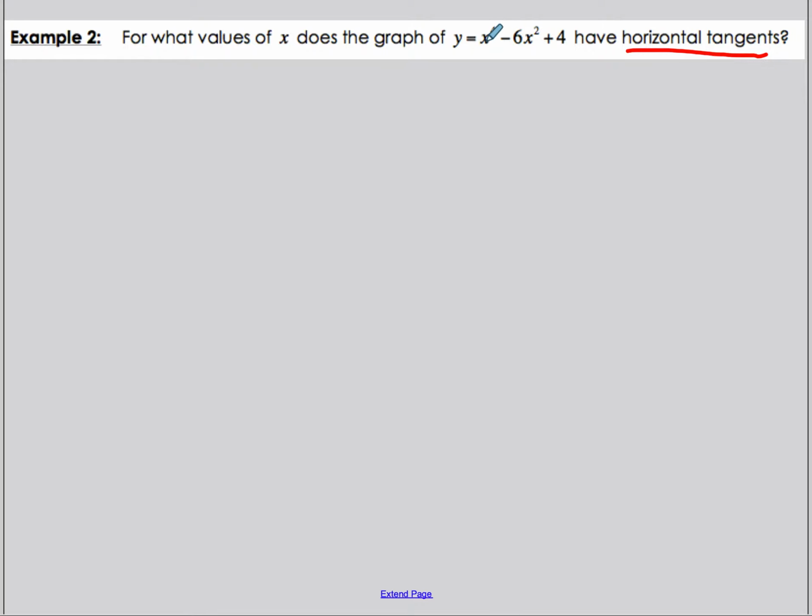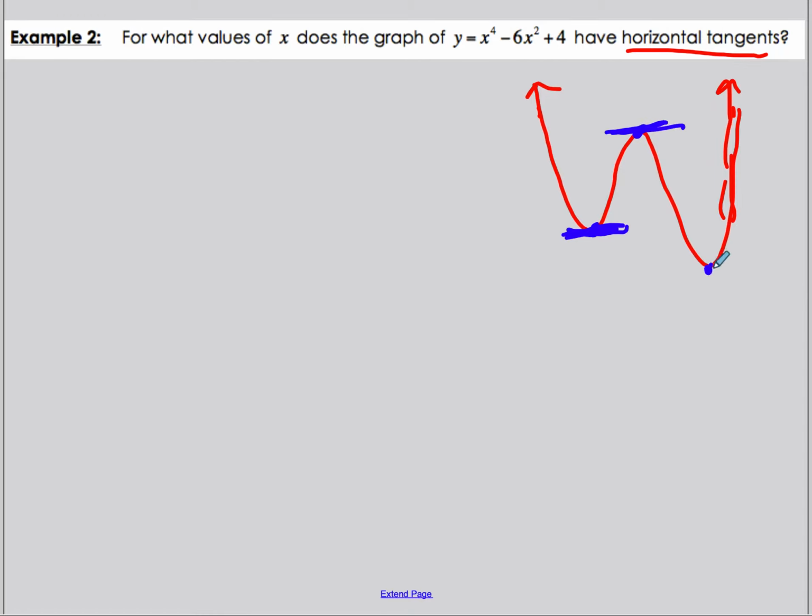It's an x to the fourth, so it's an even degree function. And so that means it's positive. So that means my ends are going to be going upward. So I might have a graph that looks something like this. And so when I'm asked for horizontal tangents, here'd be an example of one. Horizontal lines like this, and that's where I'm touching at one point and my tangent line is horizontal. And here'd be another one.